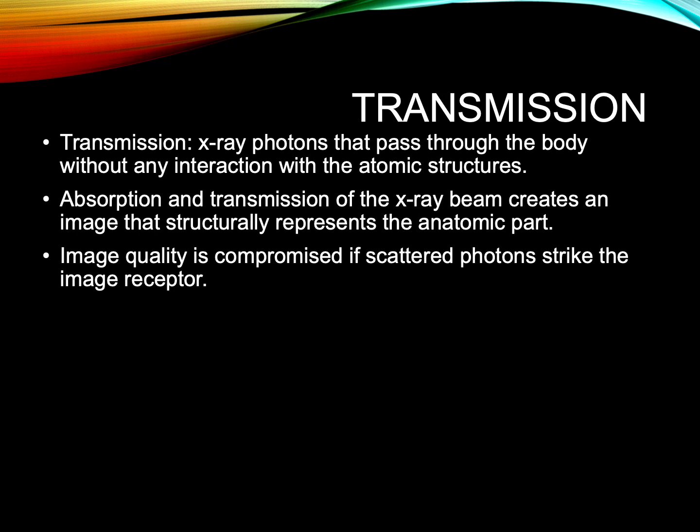Transmission is when the incoming X-ray photon passes through the anatomic part without any interaction with the atomic structures. The combination of absorption and transmission of the X-ray beam is going to provide an image that structurally represents the anatomic part being imaged. Because scatter radiation is also a process that occurs during interaction of the X-ray beam and the anatomic part being imaged, the quality of the image created is compromised if the scatter photon strikes the image receptor.